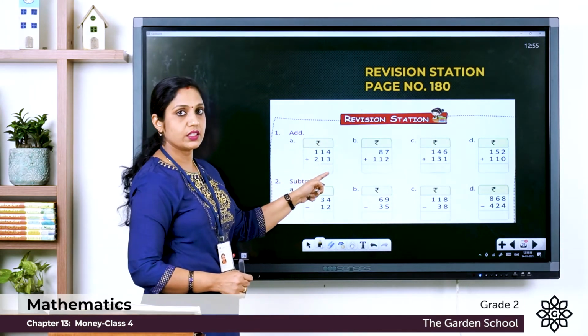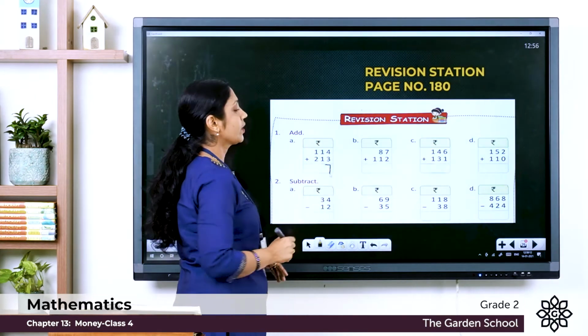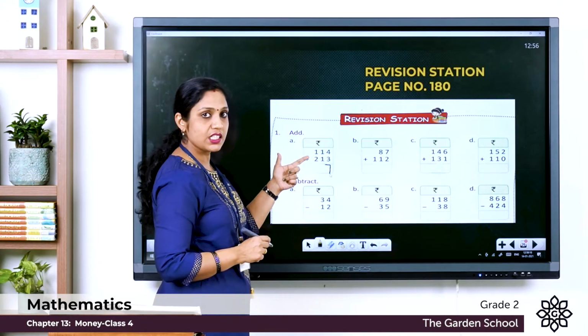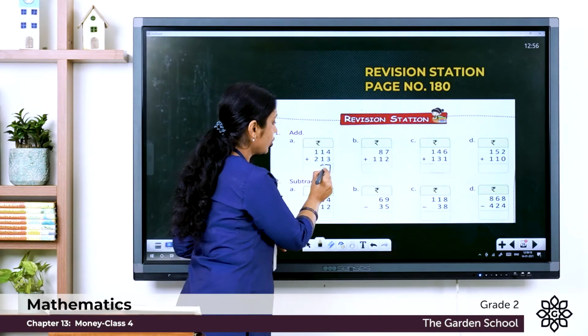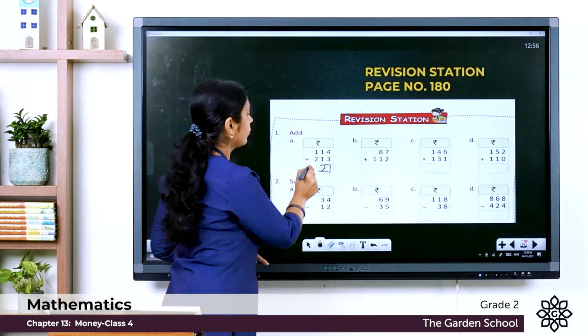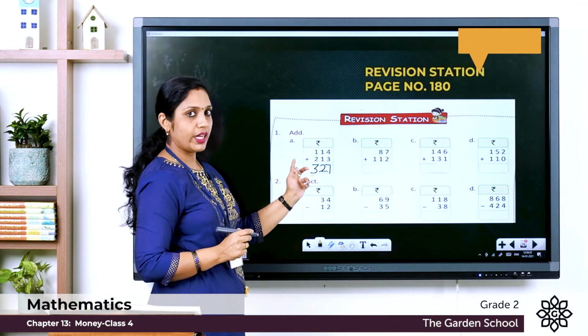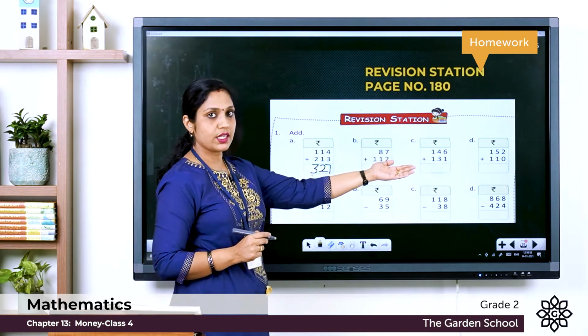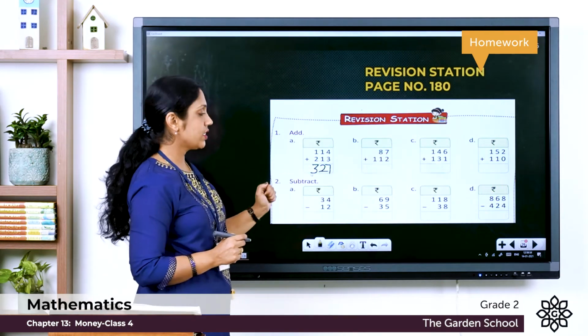4 plus 3 is equal to 7. Here in the tens place we have 1 plus 1. So 1 plus 1 is 2. In the hundreds place we have 1 plus 2 is 3. So we get the answer 327. Similarly, complete those exercises. Next we have subtract.